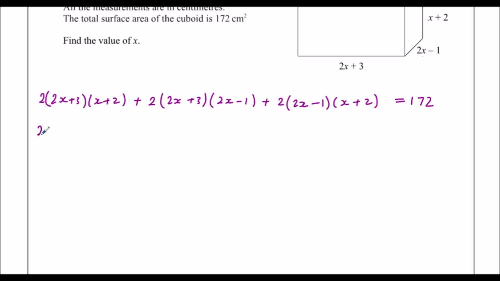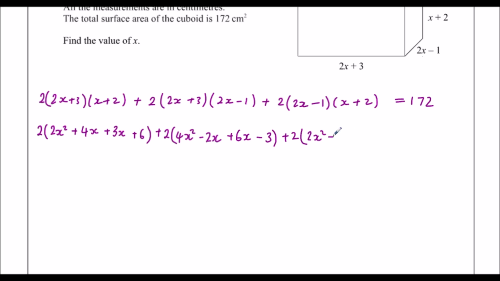If we expand all of these brackets and simplify, we'll have a quadratic that we can solve. I'm going to leave the 2 on the outside and expand inside the brackets. 2x times x is 2x squared. 2x times 2 is 4x. 3 times x is 3x. And 3 twos are 6. Again, 2x times 2x is 4x squared. 2x times negative 1 is negative 2x. 3 2x's are 6x. And 3 times negative 1 is negative 3. And the last one: 2x times x, 2x squared. 2x times 2 is 4x. Negative 1 times x is negative x. And negative 1 times 2 is negative 2.